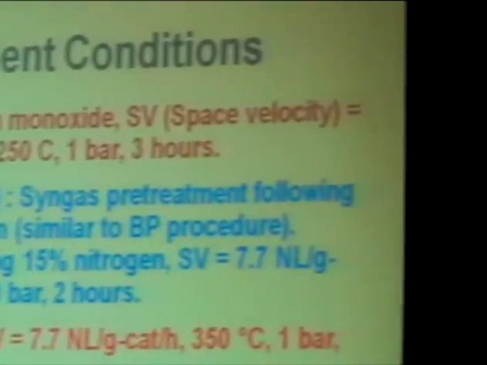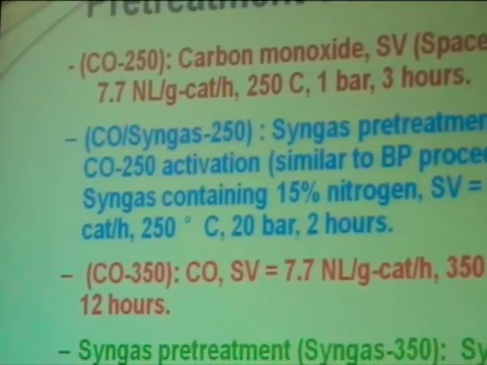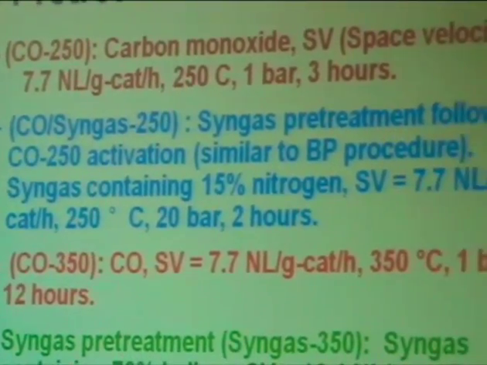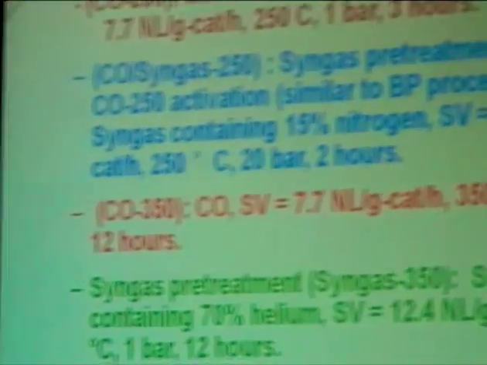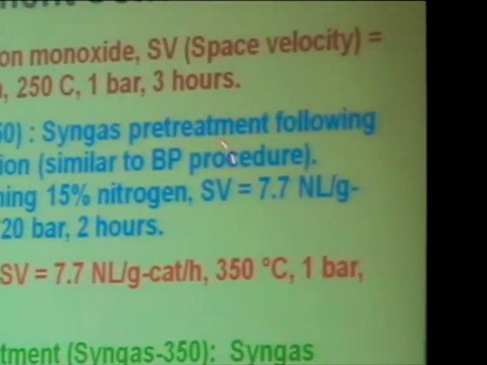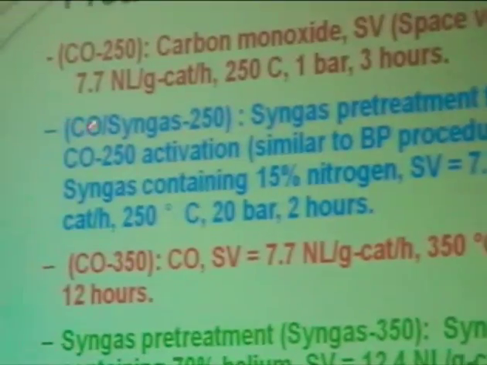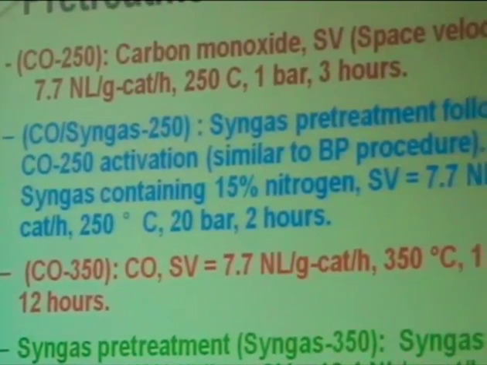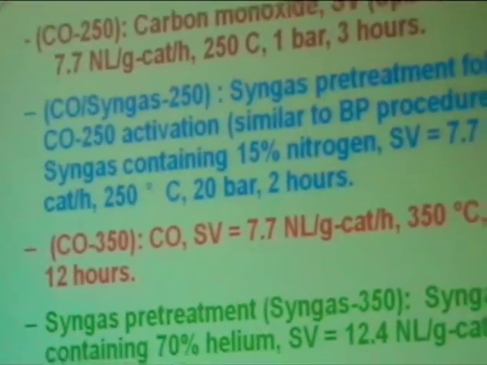Let's keep in mind that CO250 indicates the temperature of pre-treatment. Everything is done at atmospheric pressure. Then we have CO followed by syngas at 250. And we did that because that's what BP did in their patent on cobalt zinc oxide. They did first reduction with CO, and then they did syngas. And then we did the higher temperature CO and syngas at 350.